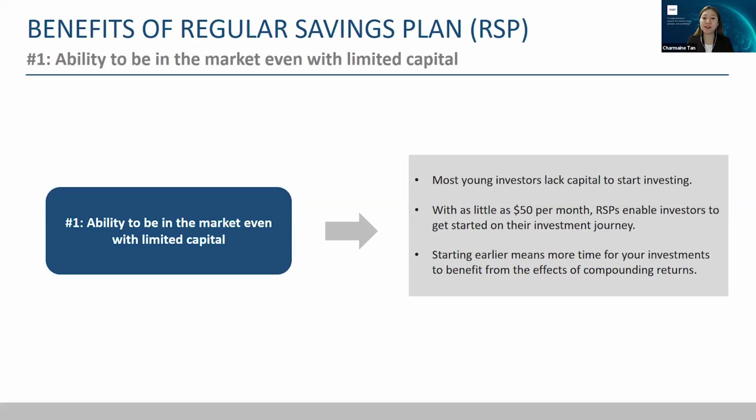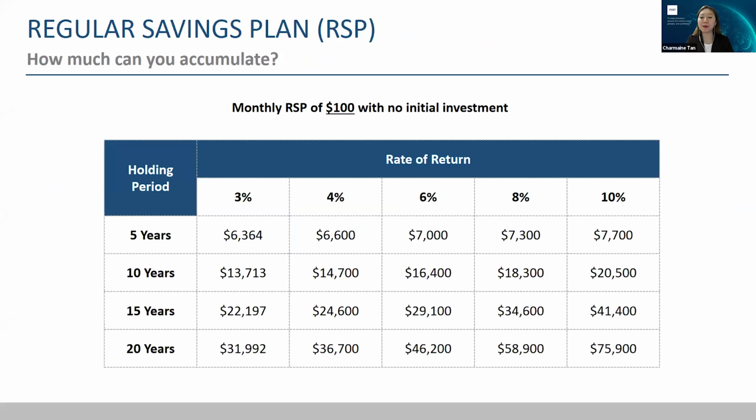Starting earlier is important, as it means that there is more time for your investment to benefit from the effects of compounding returns. To help you visualize how much capital you can accumulate over time using RSP, we have this table over here. Let's assume that an investor is doing a monthly RSP of $100 excluding fees.